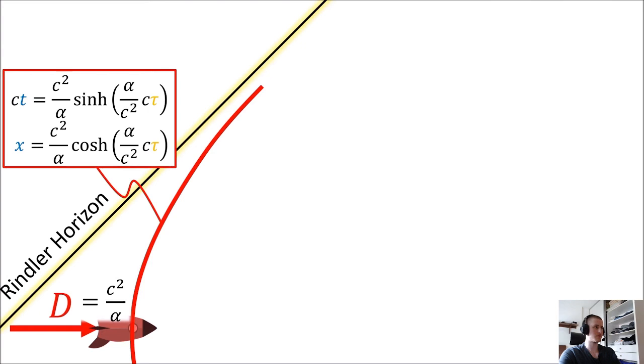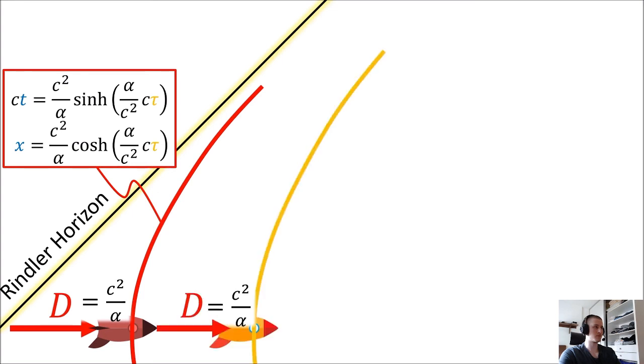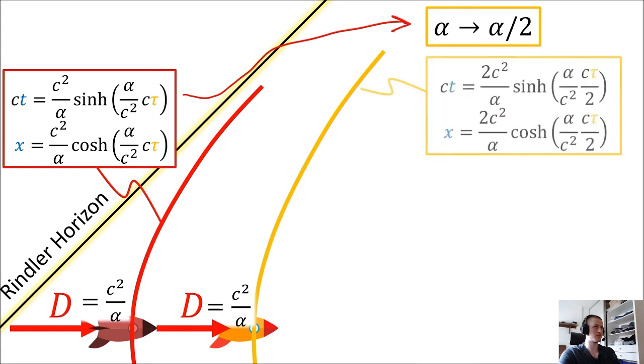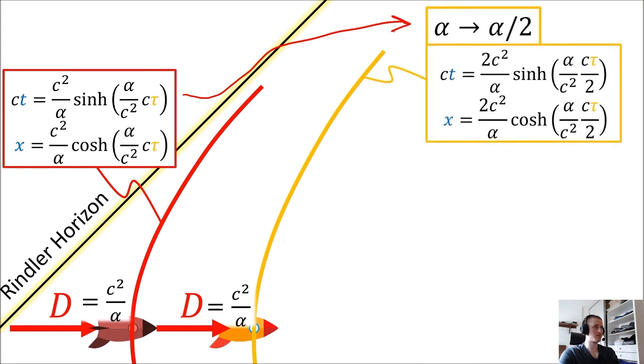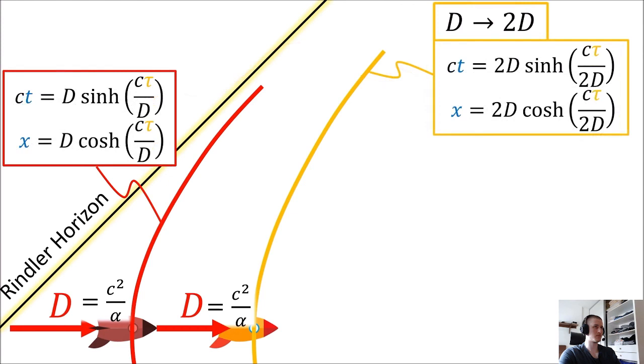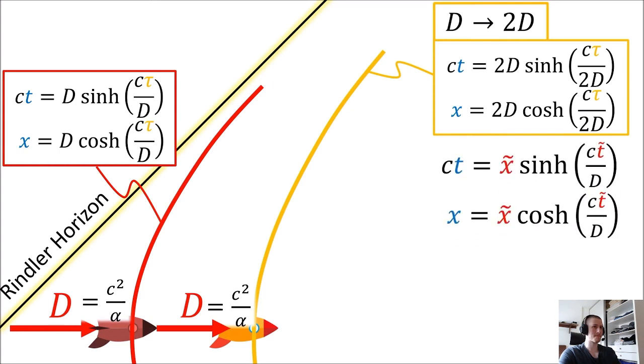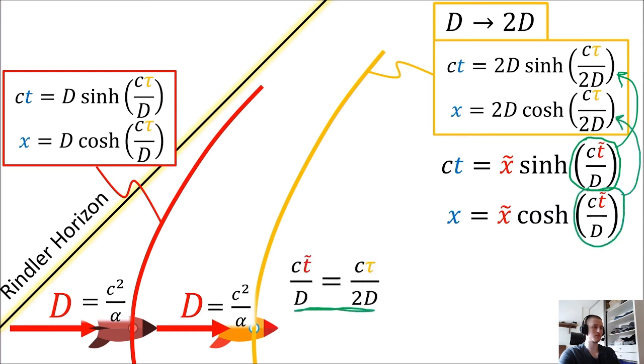Recall that given the equations of motion for the first accelerating spaceship with distance d from the origin, we got the equations of motion for the ship located at 2d by replacing alpha with alpha over 2 in the equations. If we rewrite c squared over alpha as d, this is the same thing as replacing d with 2d. If we compare the equations of the second ship to our general Rindler hyperbolas, we can see that ct tilde over d corresponds to c times proper time tau over 2d. Canceling the c's and the d's, we get that 2 times t tilde equals proper time tau.